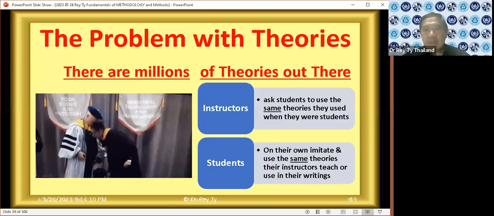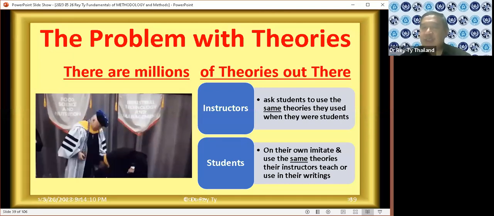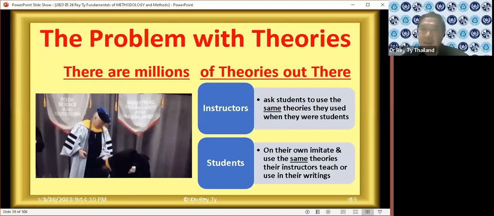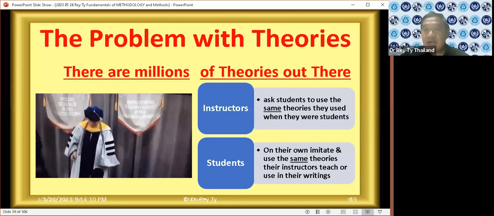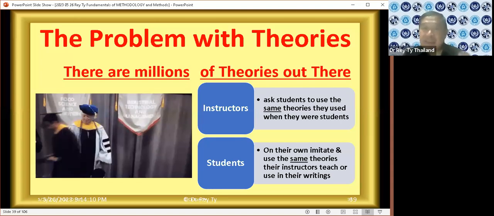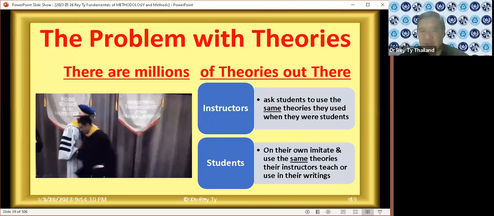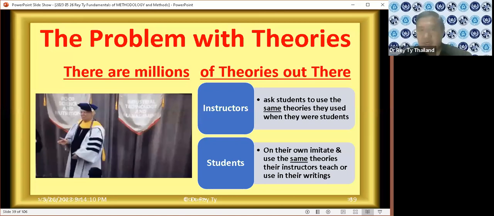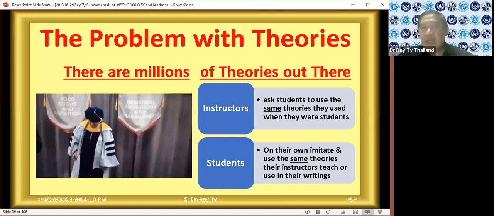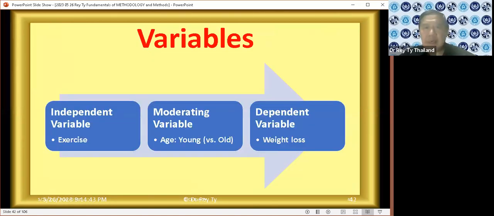One problem with theories is instructors sometimes tell students to use the theories they used 20 years ago when they were students doing their doctorate. Sometimes the students imitate their professor's theory. So there's no new knowledge. I've seen that in conferences, after conferences. The same professor brings students to the conference, and they use the same theory. So no new insights are developed. Many things can be explored. I'll skip the variables and all due to time.